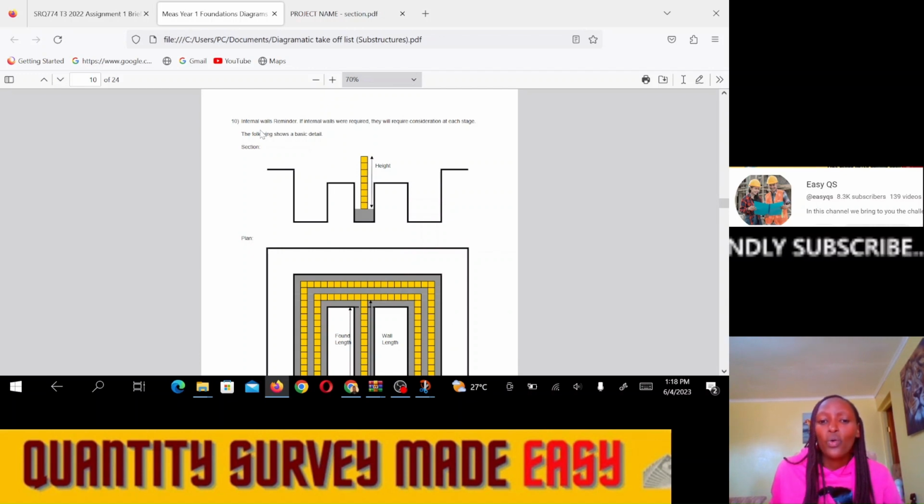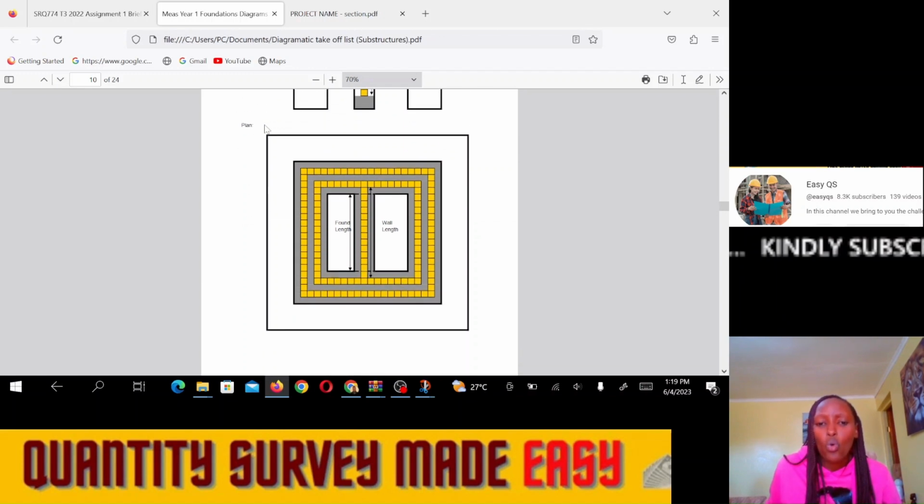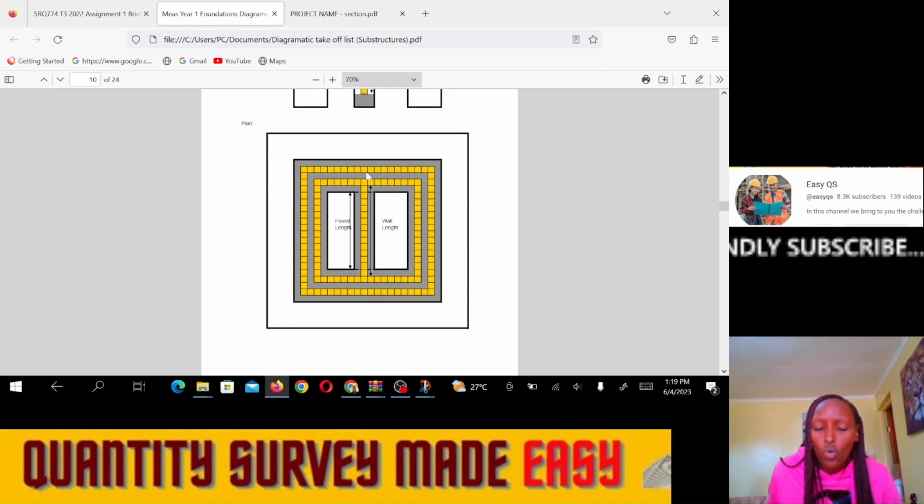All right, so you need to differentiate and you need to listen to this very carefully. There's a difference between the internal trench and the internal wall. I will start by explaining to you. Whenever we have an internal wall, of course we will have an internal trench.